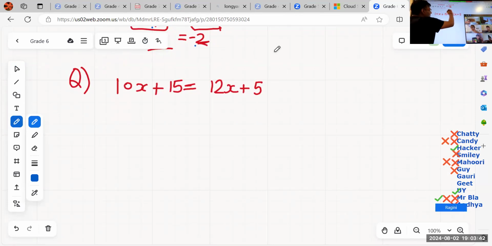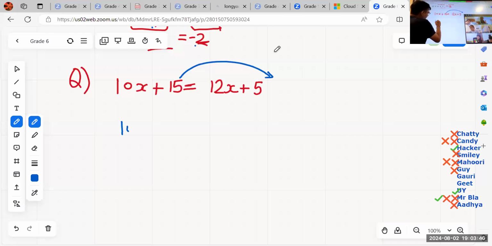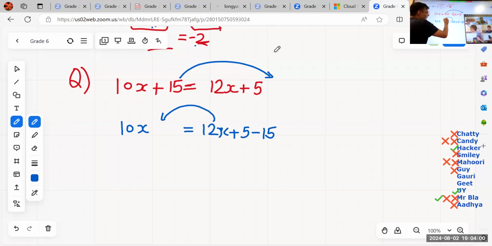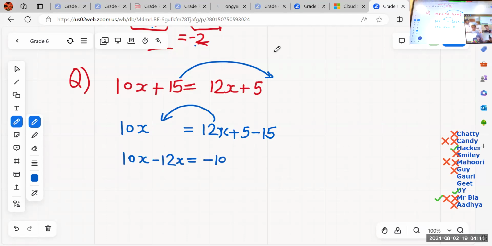So see, guys, first of all, I will shift 15 to the right side. So 10x equals 12x plus 5 minus 15. Any doubts in this? No, sir. Then I will shift 12x to the left side. It will be 10x minus 12x equals 5 minus 15, which is minus 10. Any doubts in this?